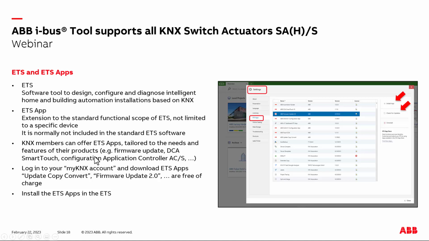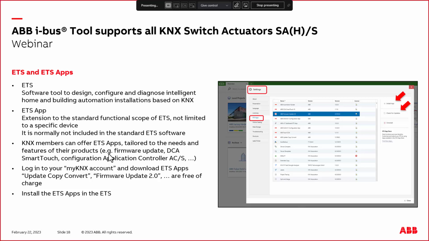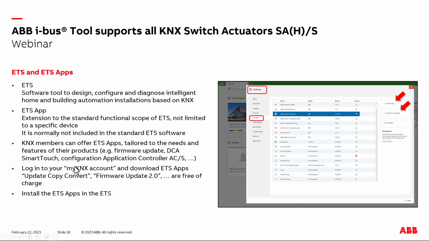And these apps, which come from manufacturers, are of course free of charge. And other manufacturers offer some apps which cost money, maybe which make the work easier when using the ETS. So how to get the apps? Like you get the ETS license, you go to your My KNX account, and then you can download these apps, the Update Copy Convert app or the firmware update. So these apps are free of charge.